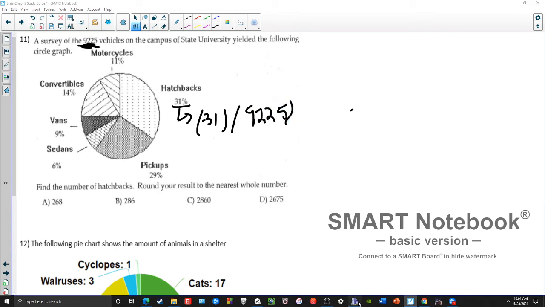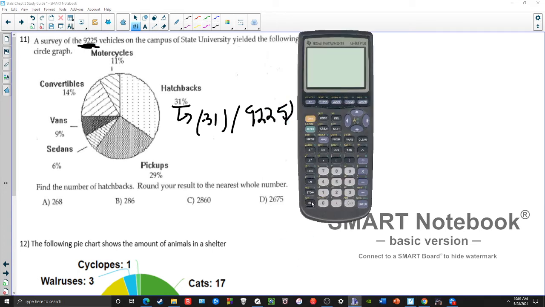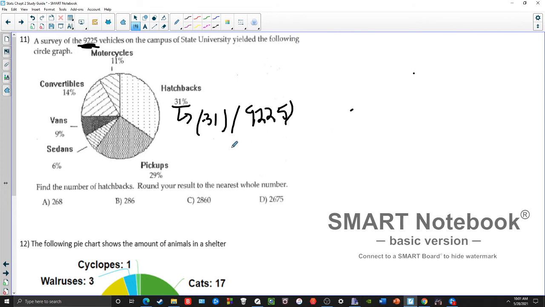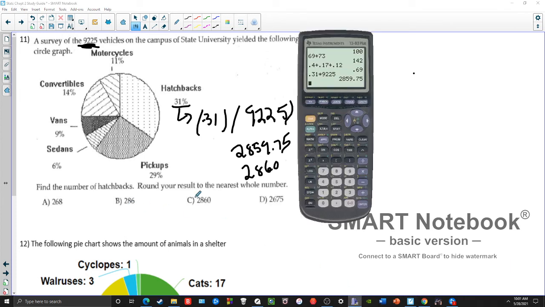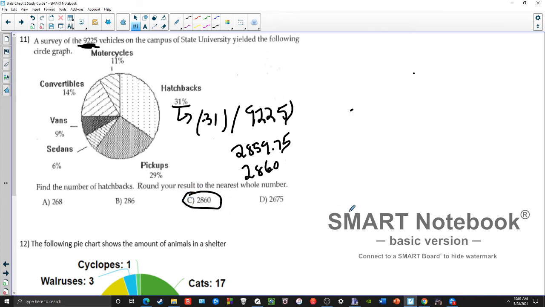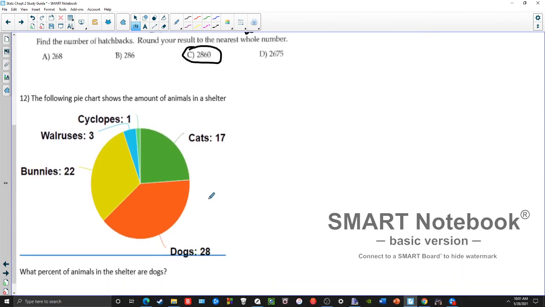9,225. And so 0.31 times 9,225 gives you 2859.75, which we round up to 2860, because again, the 7 rounds the 9 up, which rounds the 5 up. Right, so, boom, right there. And then this is just the backwards version.